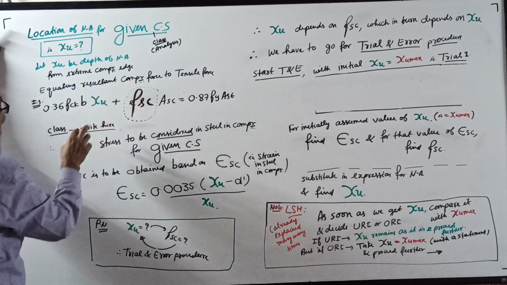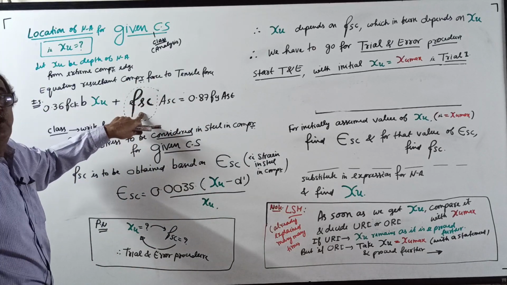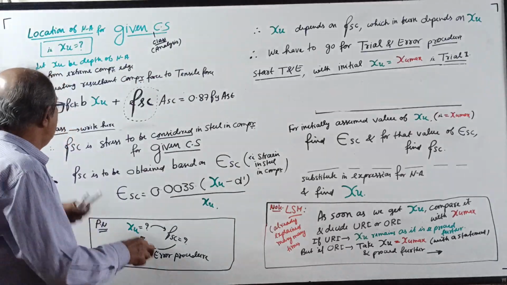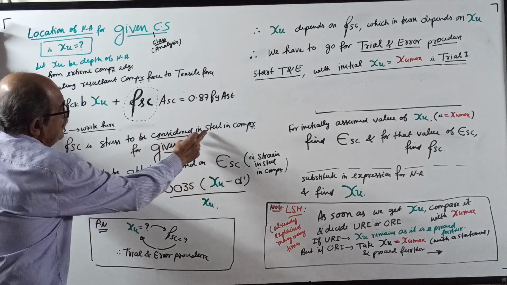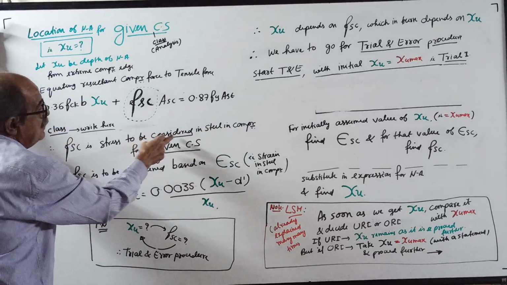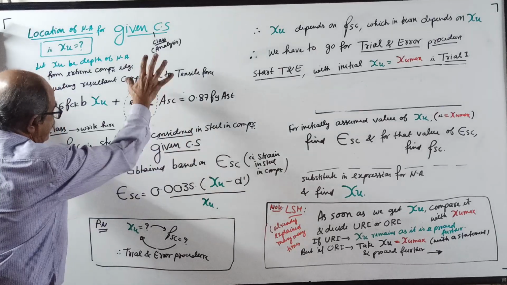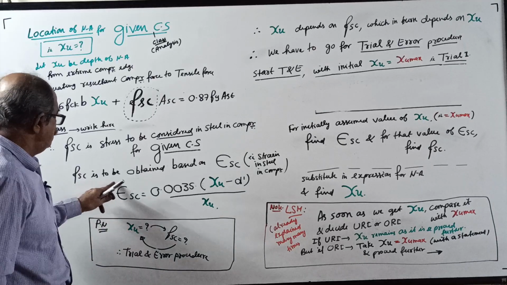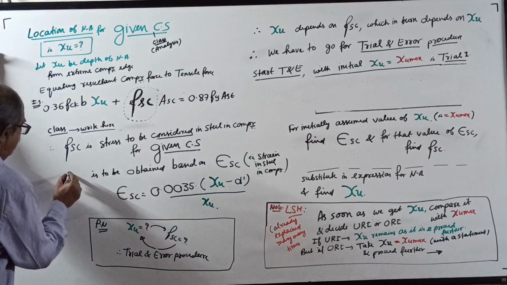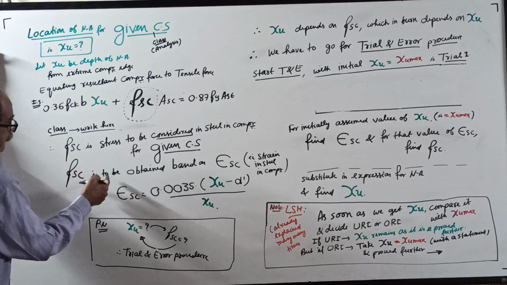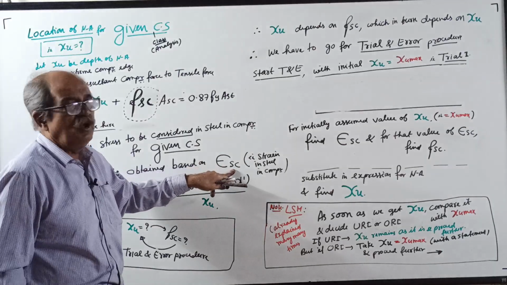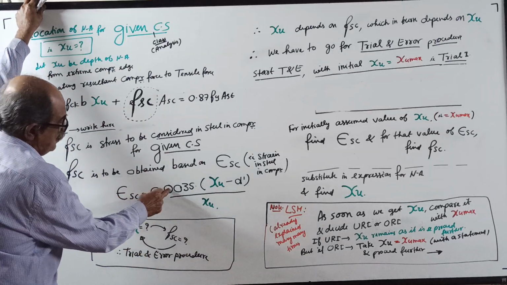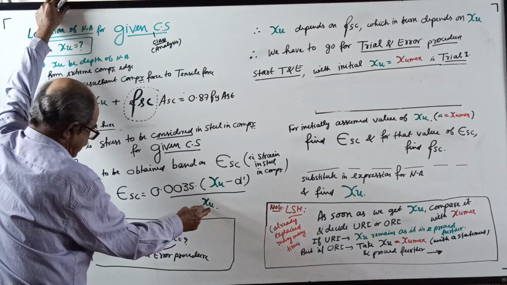Now, continue the question. See, we want XU. We need FSC. So far in the question, we have not explained FSC. FSC is the stress to be considered because we are analyzing the problem of steel in compression for a given cross section. Now you know it, just two classes taken. FSC is to be obtained. See, very important again. FSC is to be obtained based on epsilon SC, that is the strain in compression steel. Strain in compression steel equal to 0.0035 into XU minus D dash by XU.